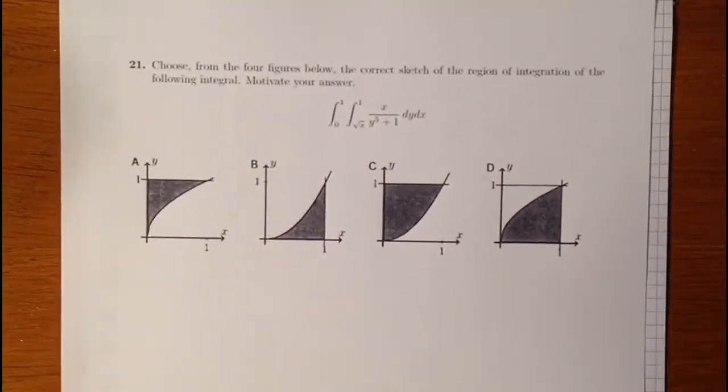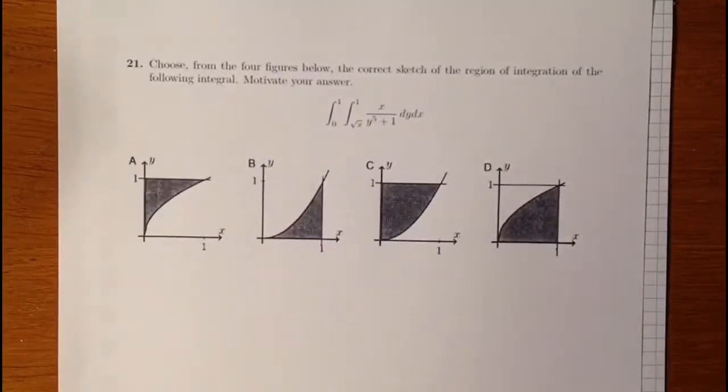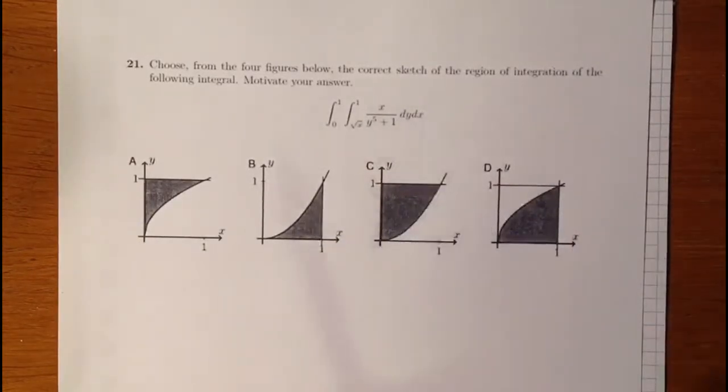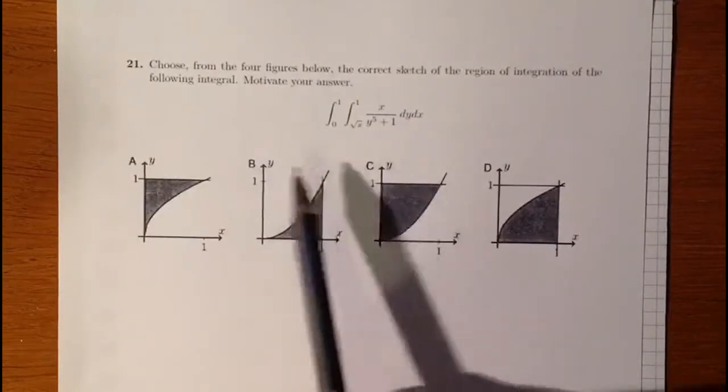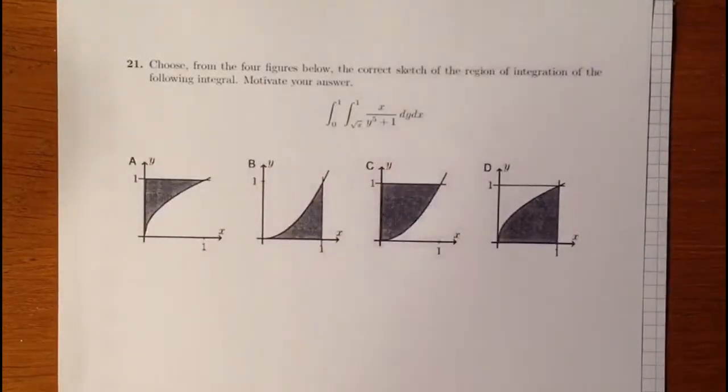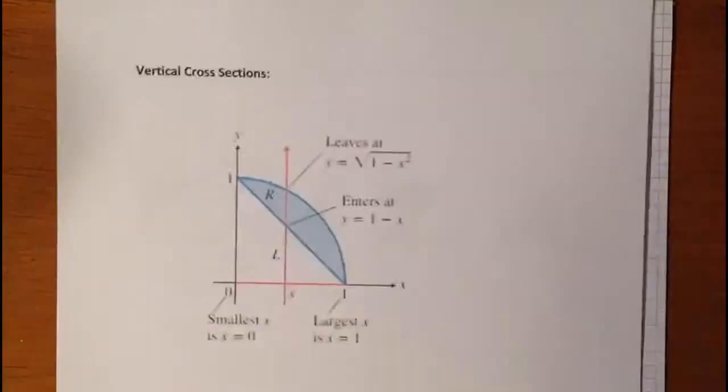But in this case, we have a double integral. And it's important to know that you always compute the double integral from the inside to the outside, but that you read an integral from the outside to the inside. This can be done in two ways.